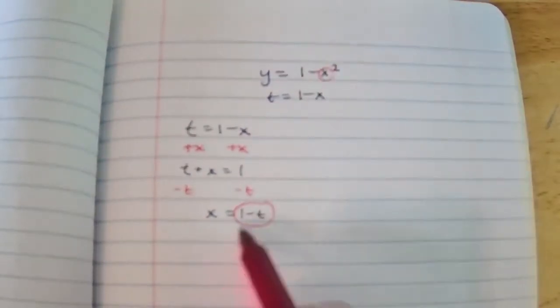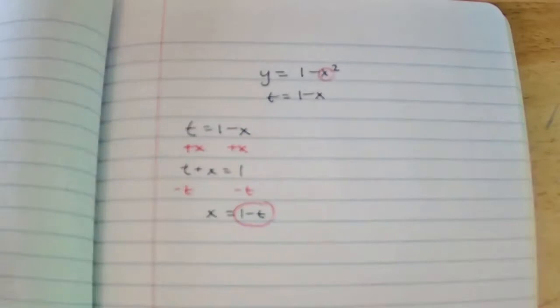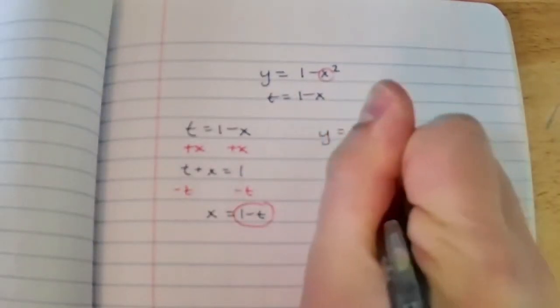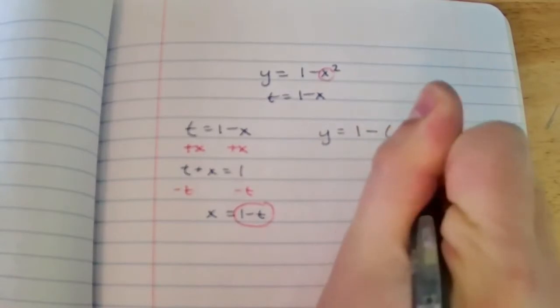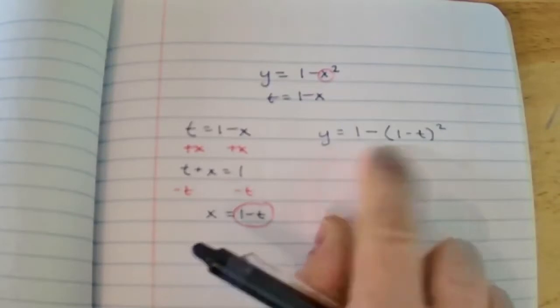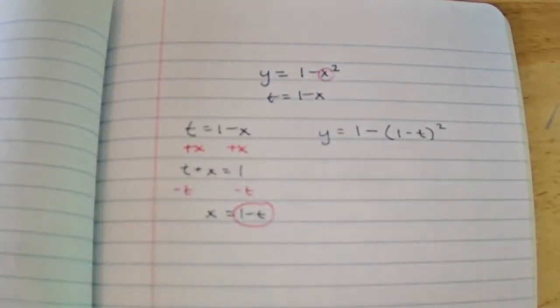So we know x is 1 minus t, so we can substitute 1 minus t for x in here. So let's go ahead and do that. y equals 1 minus t squared. So you can see, okay, well this really technically is a parametric equation here, but let's go ahead and simplify this a bit.